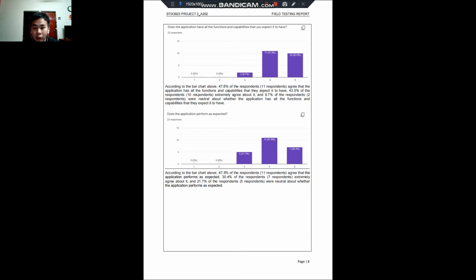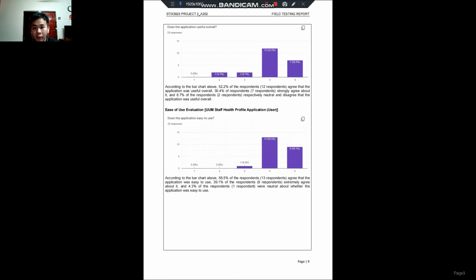And next, for the question, does the application perform as expected? 11 respondents agree, 7 respondents extremely agree, and 5 respondents were neutral about it. And then for the question, is the application useful overall? 12 respondents agree, 7 respondents extremely agree, 2 respondents neutral about it, and 2 respondents disagree.